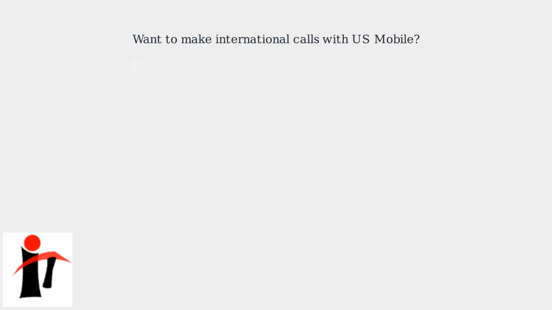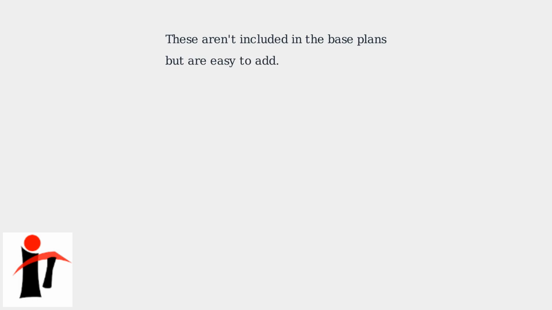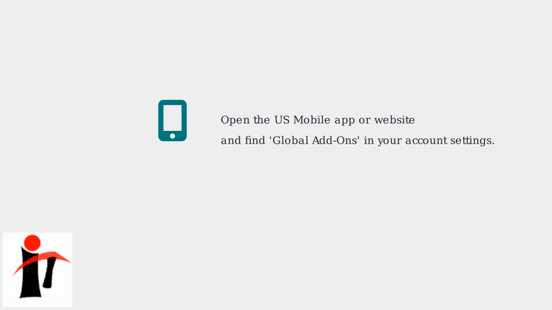Want to make international calls with US Mobile? It's done through Global Add-Ons. These aren't included in the base plans but are easy to add. Open the US Mobile app or website and find Global Add-Ons in your account settings. You can then activate the add-on instantly without needing a contract.